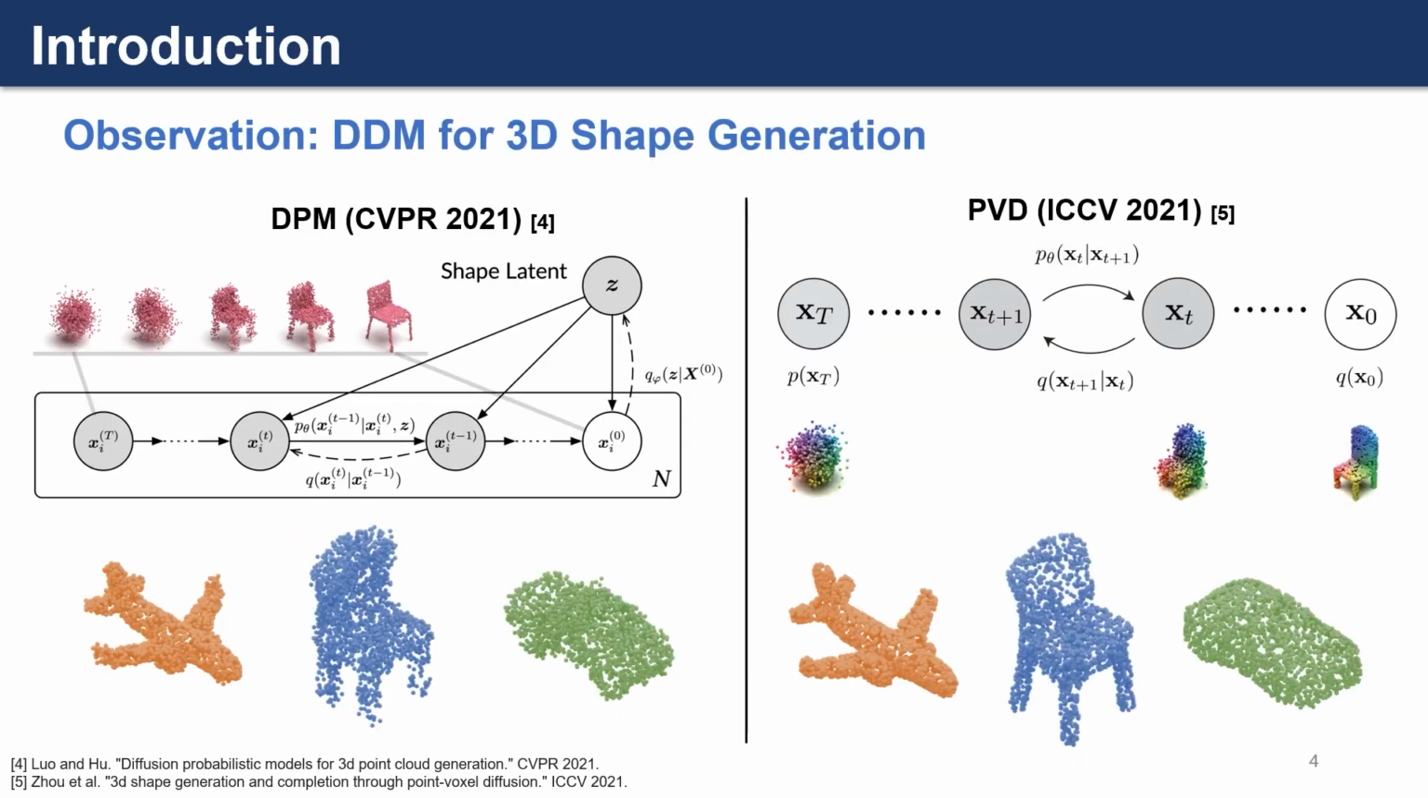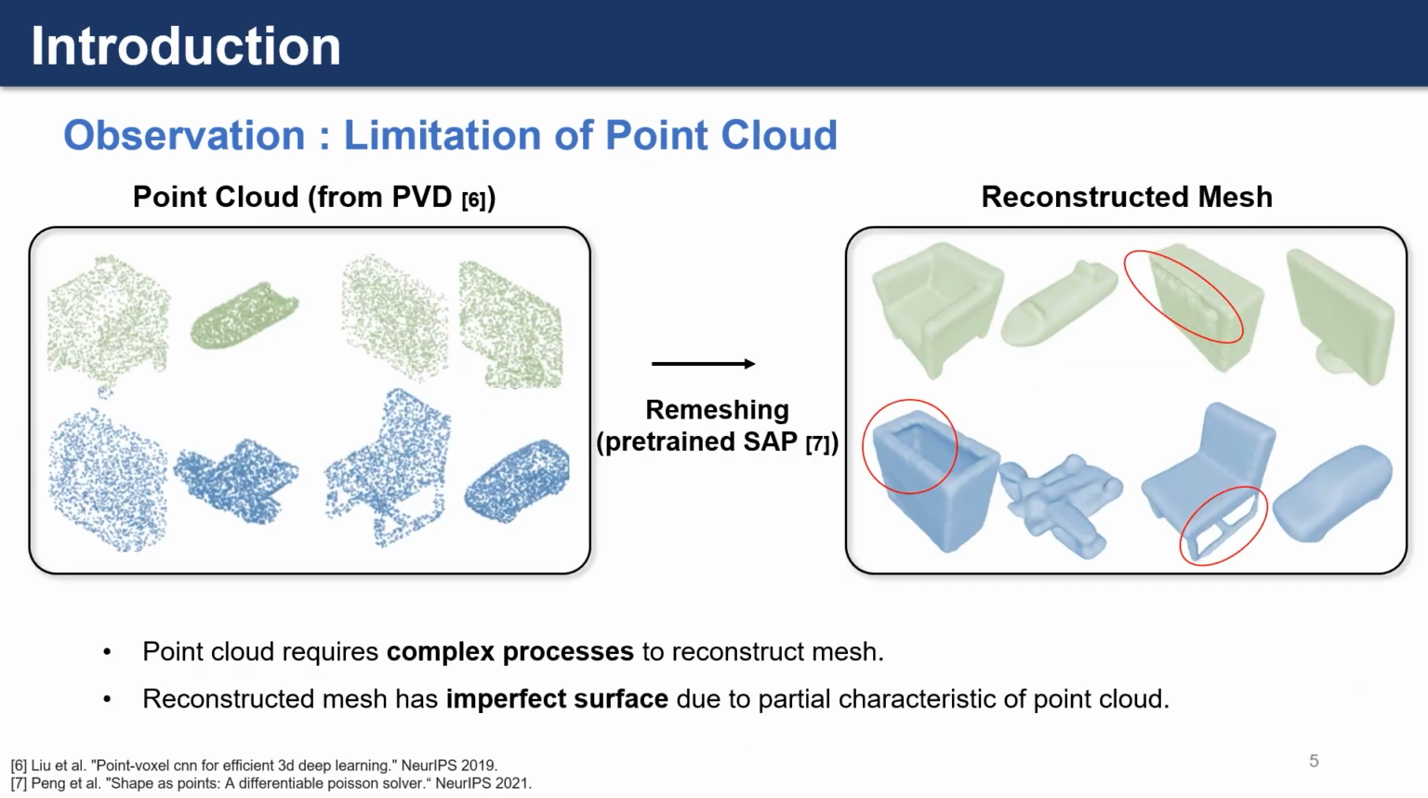This slide is previous methods for 3D shape generation using diffusion models. They utilize diffusion framework for point cloud and demonstrated their impressive performance compared to the previous methods. However, the point cloud-based 3D shape generation has limitations. In this slide, we will discuss about limitation of point cloud for 3D shape generation.